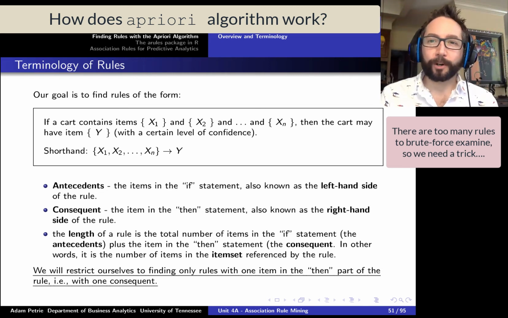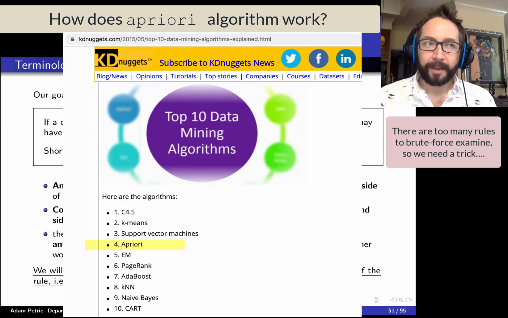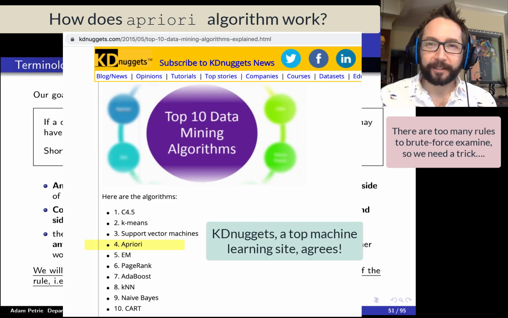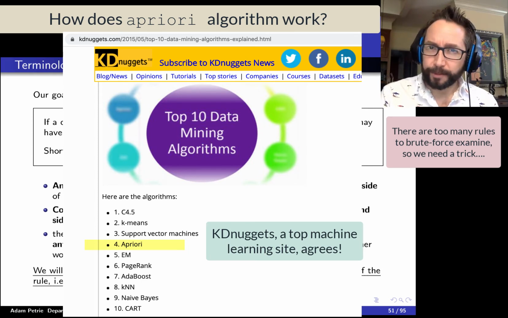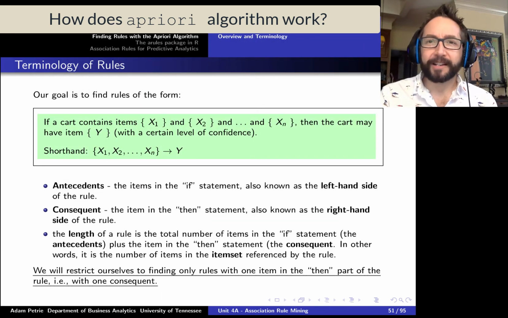So how does this work? Well, the apriori algorithm, in my opinion, is probably one of the top 10 machine learning and artificial intelligence algorithms out there. It really revolutionized the field of association rule mining, market basket analysis, and so I want to explore how that works. So once again, we're going to try to discover rules of the following form. If a cart has a particular set of items, we'll call it the x's, x1, x2 through xn, then it may also have item y in it.